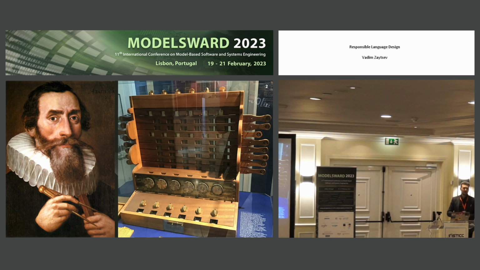So some people consider this to be the first computer, some consider this to be the first calculator. In any case, this was a very, very big milestone in the history of computation. So where's the language design here? Pretty much nowhere, right? Because this is not really a computer.